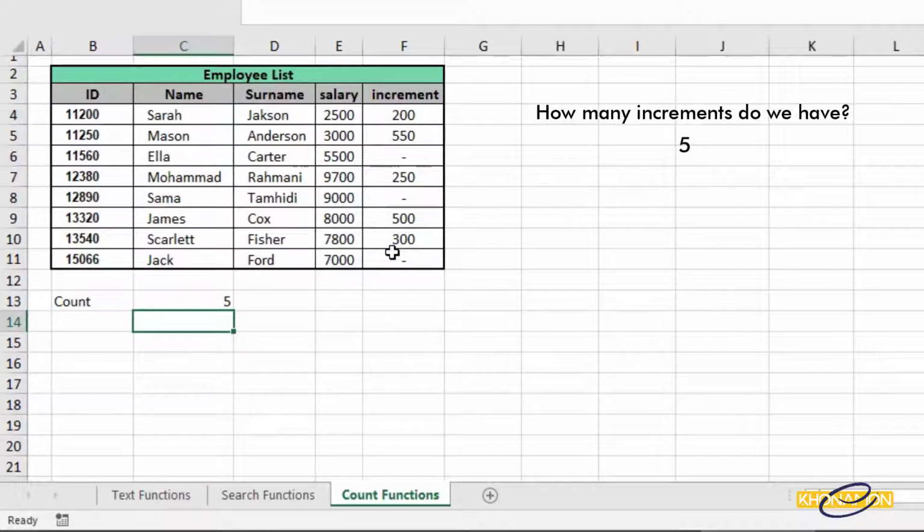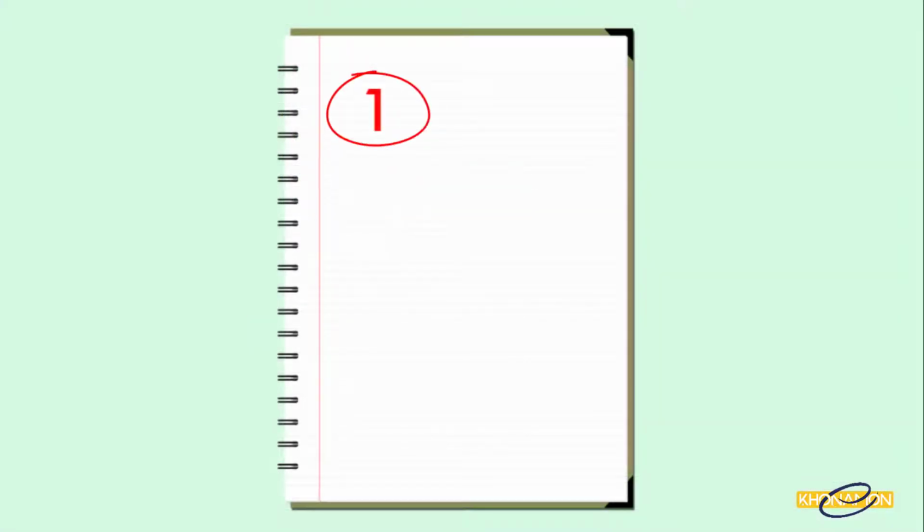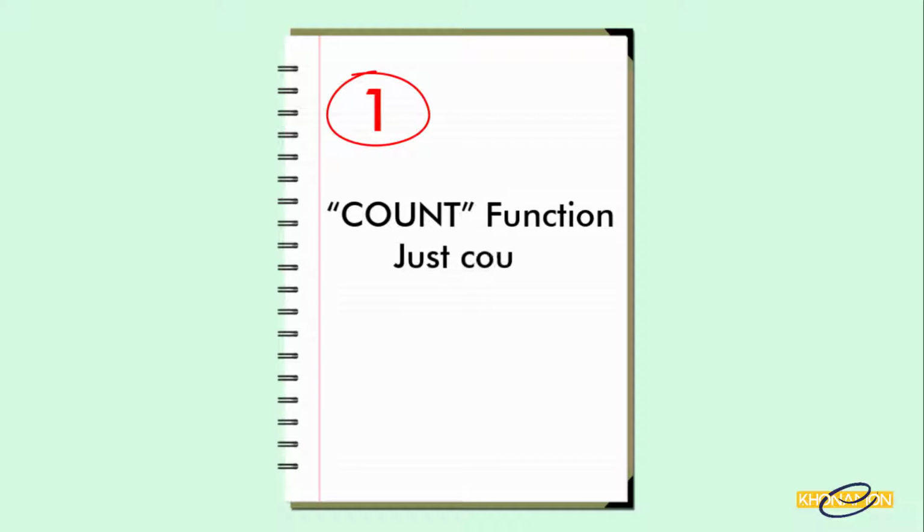It is 5. If I select the name column instead of increment, I double-click on the COUNT function cell and change the range. Select the blue range and drag it to the name column. You see it doesn't work because this column doesn't contain any numbers. So COUNT just counts numbers.